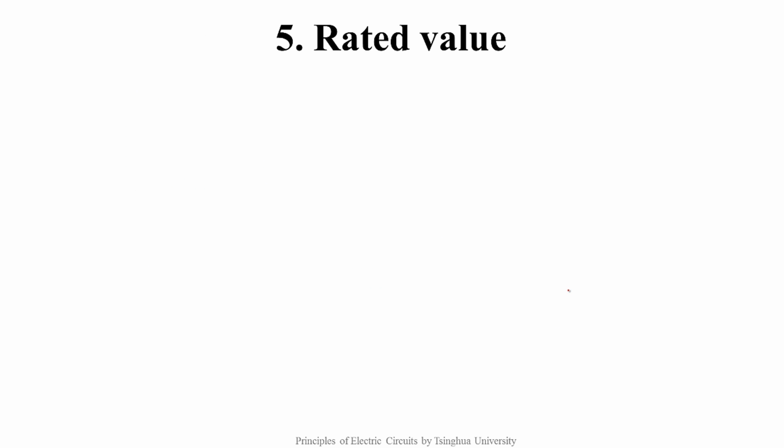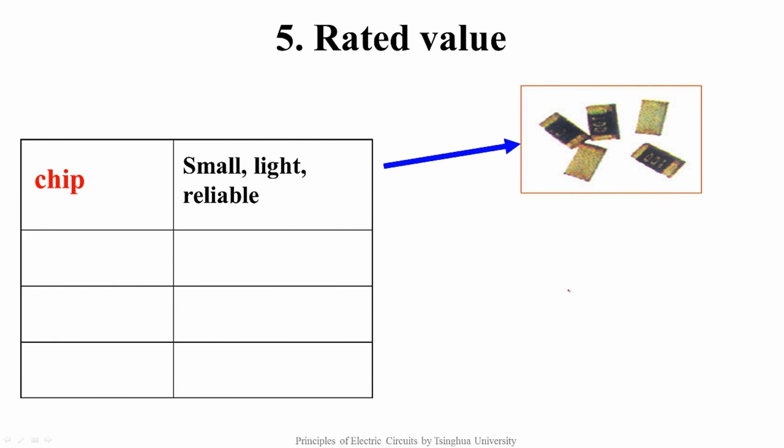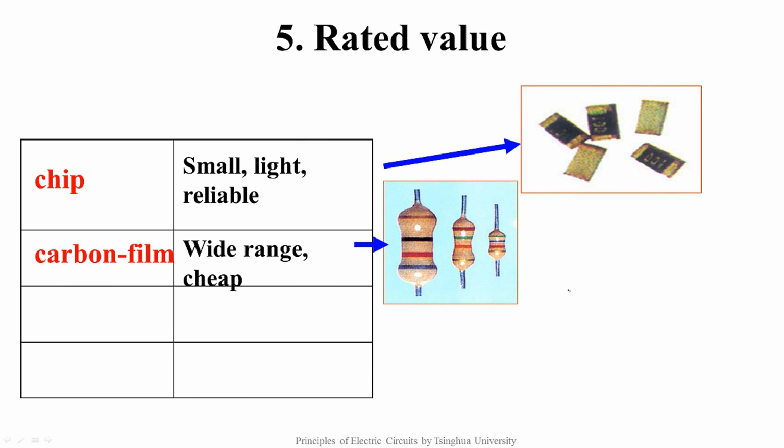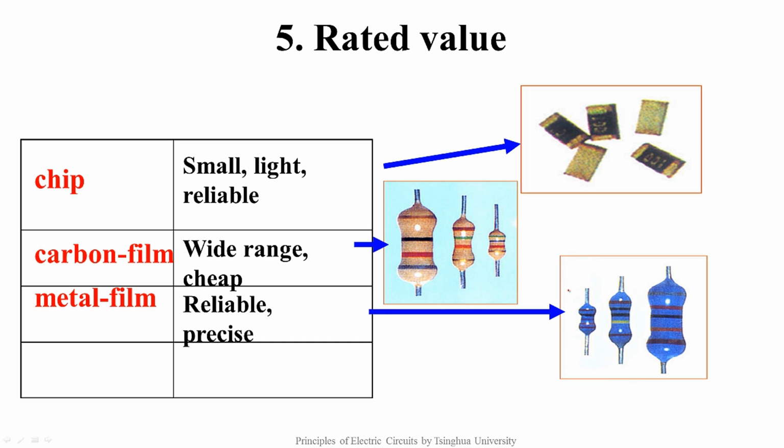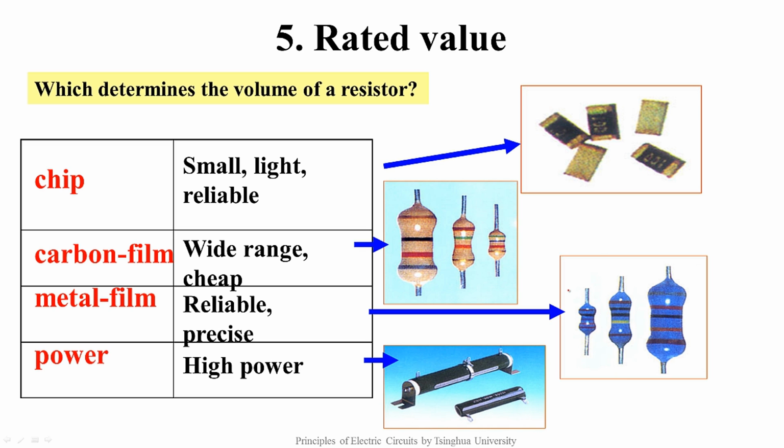At last, we are going to answer the question I asked before. For a resistor, what are its rated values? There are four types of common resistors. The first is a chip resistor. It's very small, light, and reliable. The second is a carbon film resistor. It's very cheap and with a wide range of resistance, but with less precision. The resistor that replaces a carbon film resistor is called a metal film resistor. It's very reliable and with high precision. There's a power resistor which is suitable for high power.